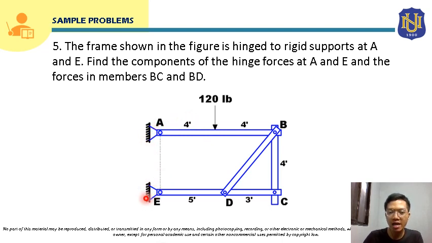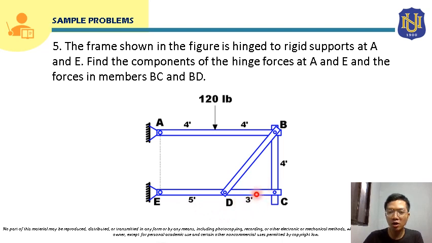hinge here at E. If you're going to analyze the members of this frame, as we know, member AB, since there is an applied load within its span, will be subjected to bending. Also member CE, so this is member CE. There is a member attached within the span of member CE, so member CE will also be subjected to bending, right?